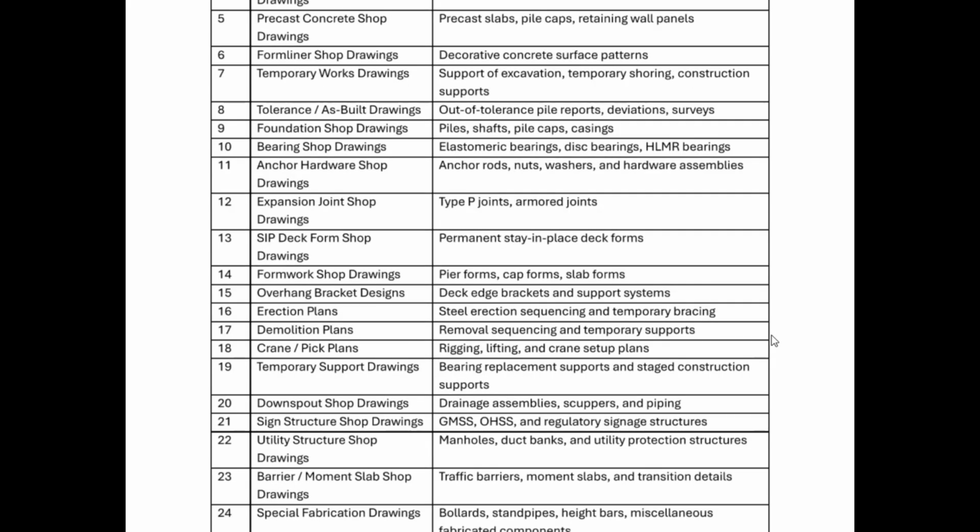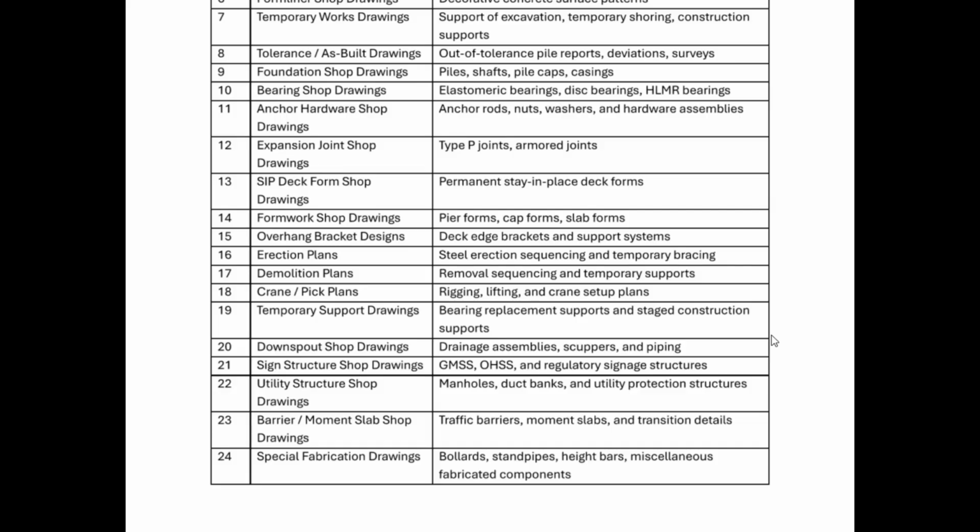And number 14, we have formwork shop drawing. You can expect pier forms, cap forms, slab forms. Sometimes the shop drawing submitted would be just the general formwork shop drawing. Check the specification if they need you to review the specific pier cap or pier form shop drawing or just the general shop drawing. Overhang bracket design: for this, you need to check deck edge brackets and support system. Number 16, erection plans: steel erection sequencing and temporary bracing.